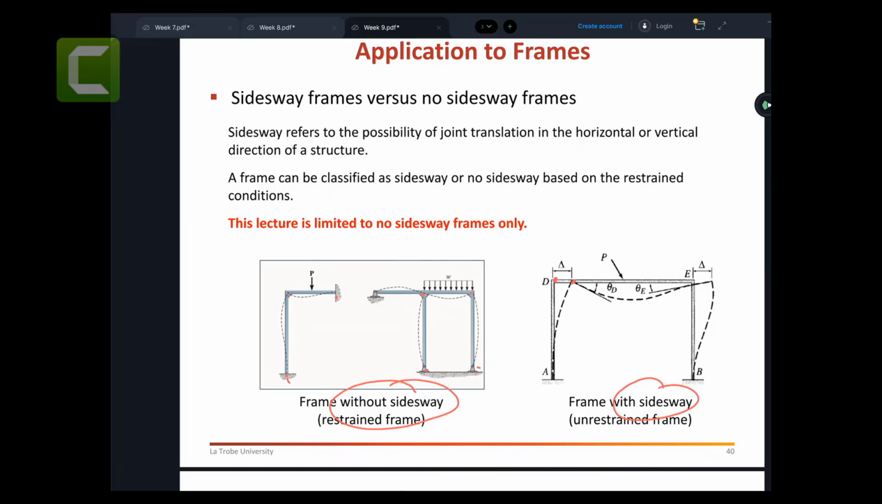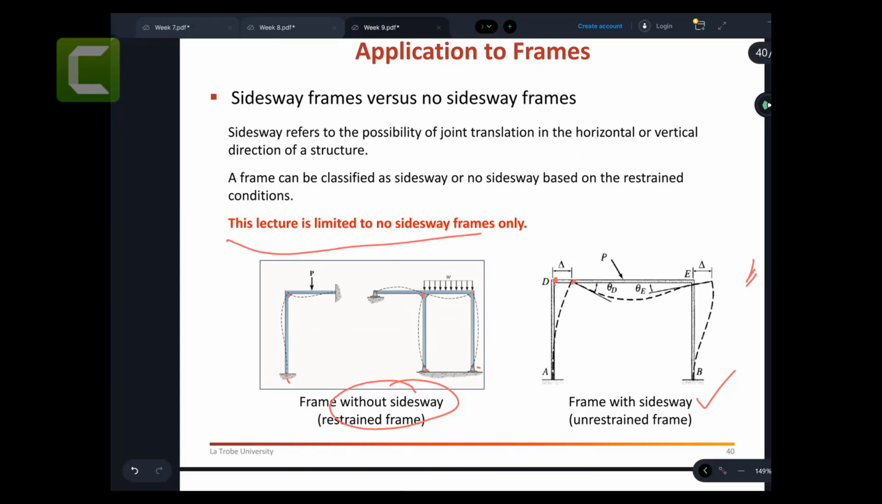It's just when I apply the load P, because there is no restraint. If I put some kind of restraint here, like a strong beam, then this point will not be able to go. Look at this one, I can put something here, then it cannot go. So if this kind of frame is going sideways or going up and down, those joints are called with sideways, or an unrestrained frame. There is no restraint. These frames can go left to right.